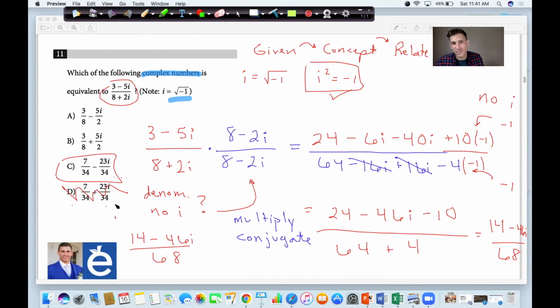So my answer in this case is going to be C, because when I simplify, 14 divided by 2 is 7, 68 divided by 2 is 34, 46 divided by 2 is 23, 68 divided by 2 is going to be 34. So C is going to be my answer.